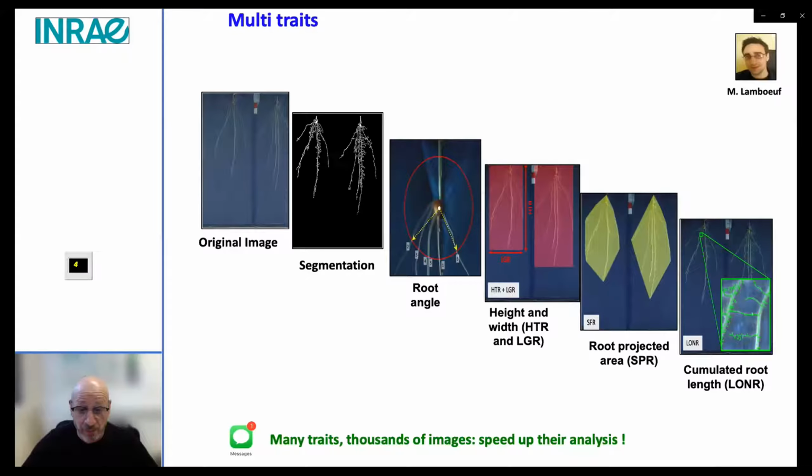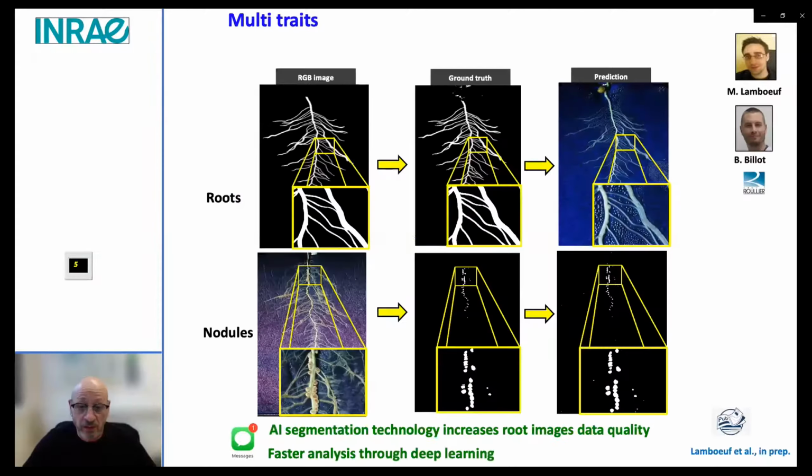As we produce thousands of plants, we had to speed up the analysis of the various traits. For that, we developed artificial intelligence methods such as deep learning for image analysis to increase data quality and speed up the image analysis. Manual annotation of many images provides the ground truth which is needed to test and validate our algorithm, which led to very fast analysis of images.